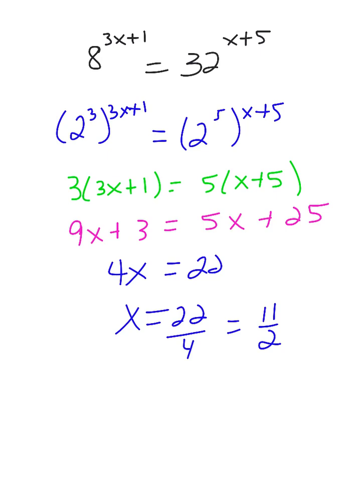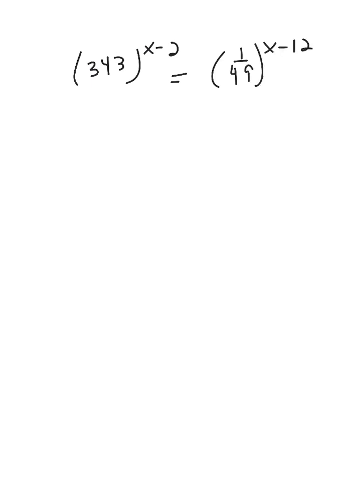Okay, so let's take a look at 3b. So 3b, I have 343 raised to the x minus 2 equals 1 over 49 raised to the x minus 12. All right, so you want to try to get 343 and 1 over 49 to be the same base. So 1 over 49, we would want to change that. 1 over 49 is 49 to the negative 1 power. Right, you want to get that 49 out of the denominator. So let's get the same bases. They can both be written with a base 7. So 343 with a base 7 is 7 to the third.